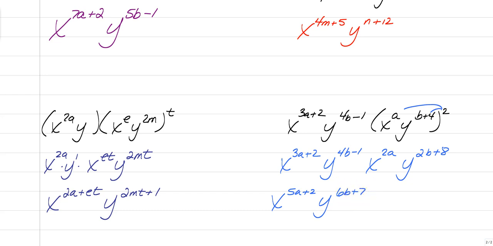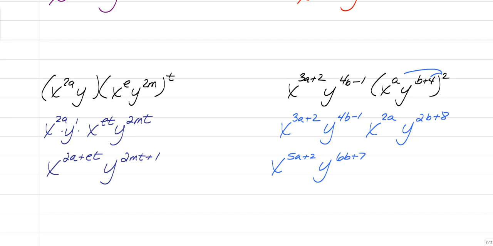Okay, that's it for this video on exponent rules. Again, it's the same thing over and over and over, whether your exponent is just a simple number or if it's a binomial.